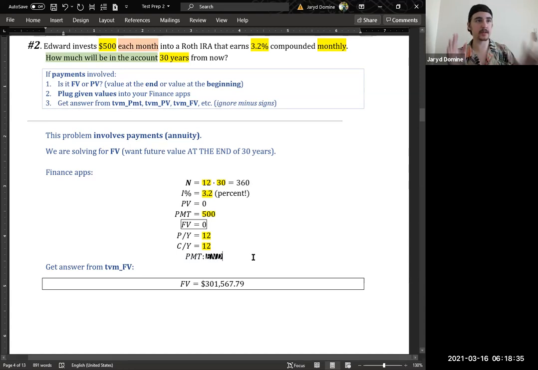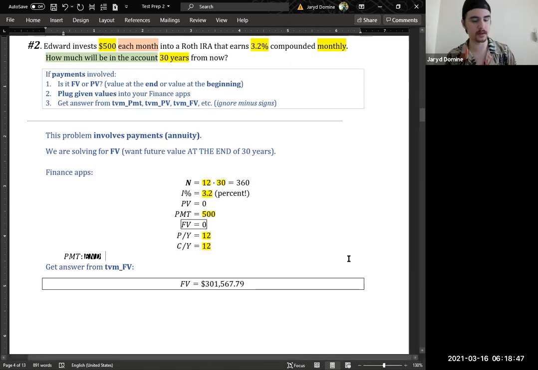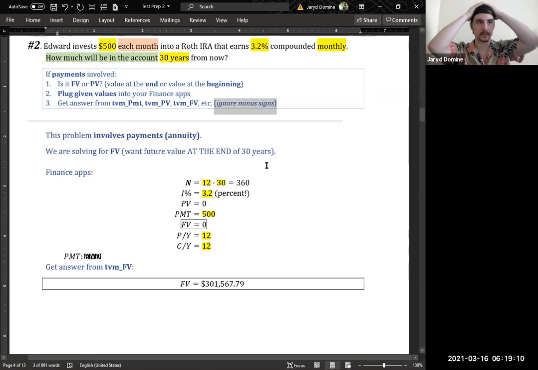Once you plug all this in, you can do 2nd Quit, and it'll take you back to your default screen. And then if you go back into your apps, finance, you can click on TVM FV. That's what we're solving for. And you get your answer. In this case, it's 301,567 and 79 cents. If there's a minus sign, just ignore it. They don't matter. So forget about the minus signs.